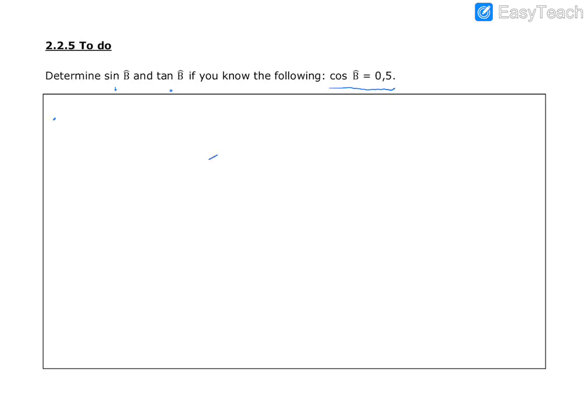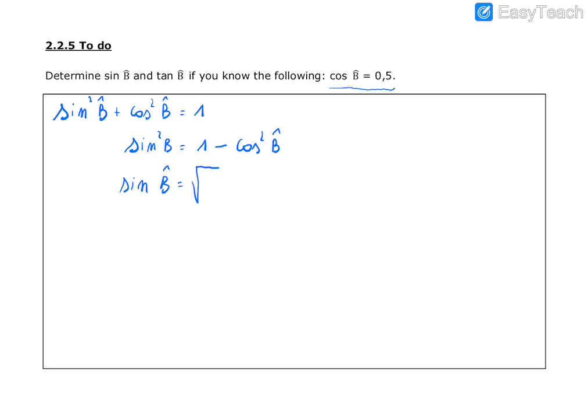I'm going to use this formula, sine squared of b plus cosine squared of b equals 1. This is an equation. I know the cosine of b, so I'm going to isolate sine of b. So sine squared of b equals 1 minus cosine squared of b. I don't need the sine squared, I want the sine of b, so I'm going to extract the root out of 1 minus cosine squared of b.